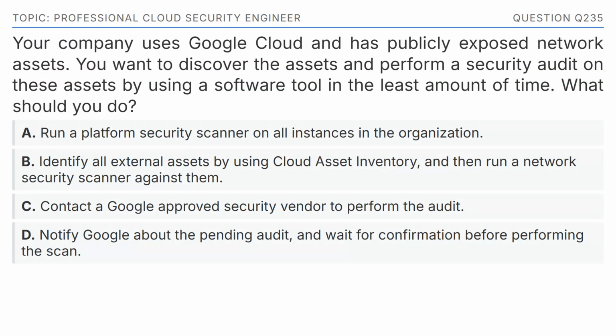Your company uses Google Cloud and has publicly exposed network assets. You want to discover the assets and perform a security audit on these assets by using a software tool in the least amount of time. What should you do? The options are: Option A, run a platform security scanner on all instances in the organization. Option B, identify all external assets by using Cloud Asset Inventory, and then run a network security scanner against them. Option C, contact a Google-approved security vendor to perform the audit. Option D, notify Google about the pending audit and wait for confirmation before performing the scan.